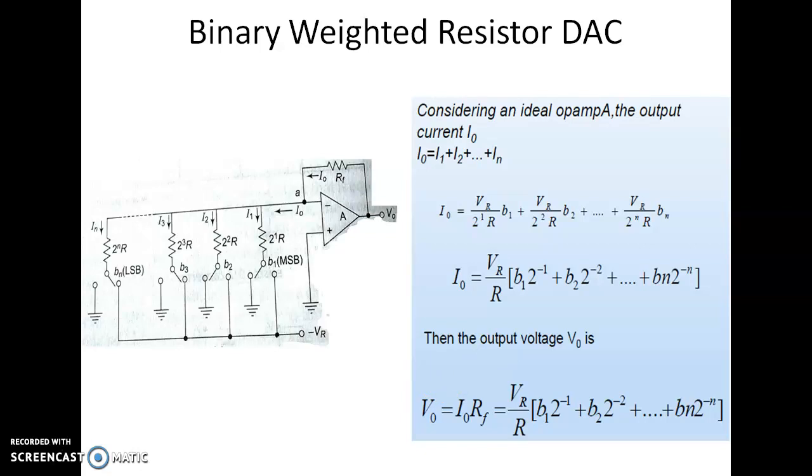Now if you consider this expression, we can say RF upon R is K, and VFS is equal to VR. Then we can write VO is equal to VR into B1 into 2^-1 plus B2 into 2^-2 plus dot dot dot Bn into 2^-n, provided that RF is equal to R. By putting these values, we can obtain the value of the corresponding analog output voltage VO.